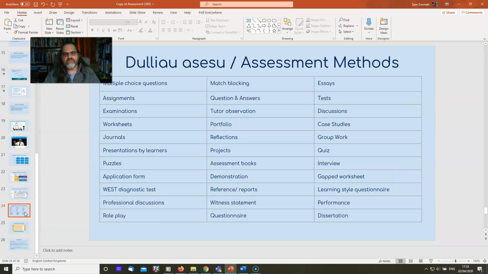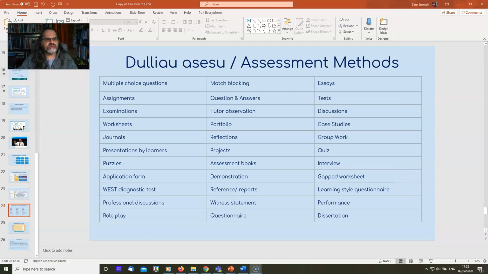Okay, methods of assessment. Now there are loads, and I'm sure if I asked you, you could think of hundreds of them. So we've just some in here. We've got multiple choice assignments, examinations, worksheets, journals, presentations, puzzles, application forms, etc. I'll let you read these at some other time. What's useful now is to start thinking, well, what type of assessment is that?